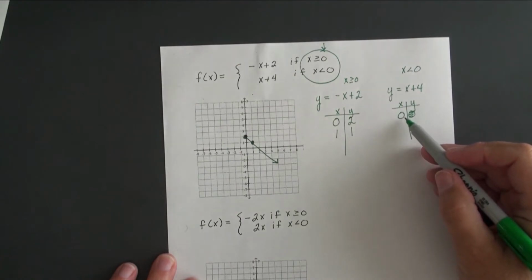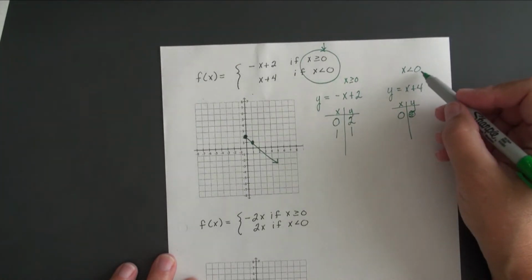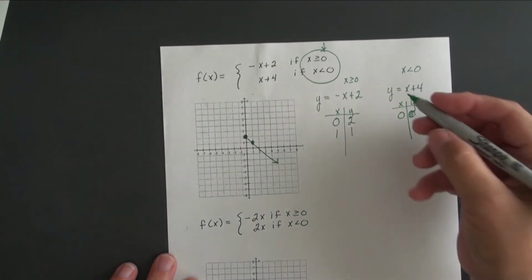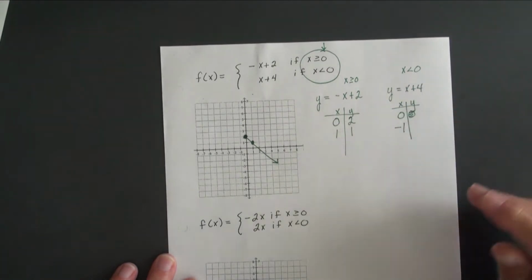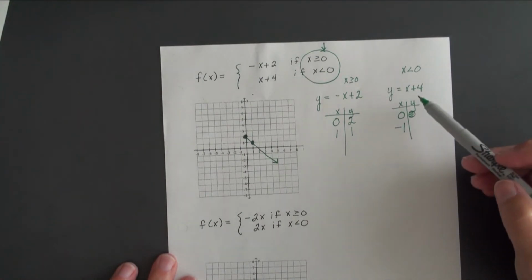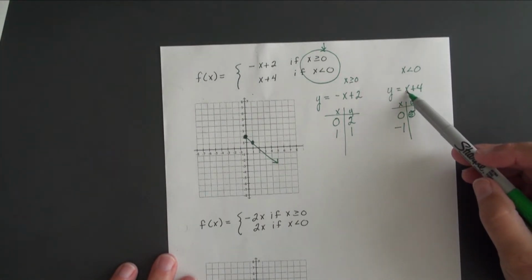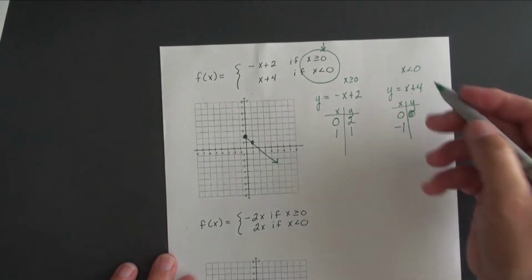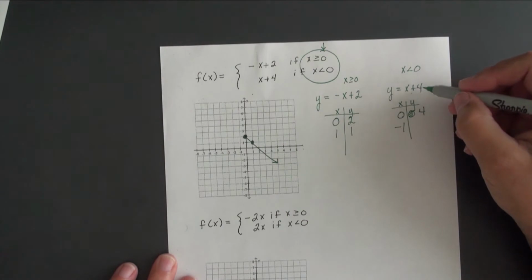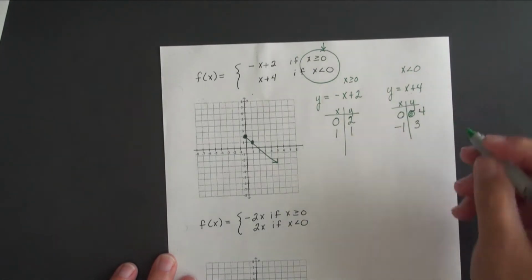Remember I said we still have to use the 0, but we need to use one more number. What's a number less than 0? You can choose any number you want. I'll choose a negative 1. Now let's plug those values in. 0 plus 4 is 4, and negative 1 plus 4 is 3.